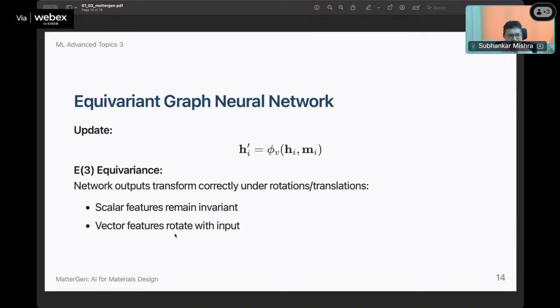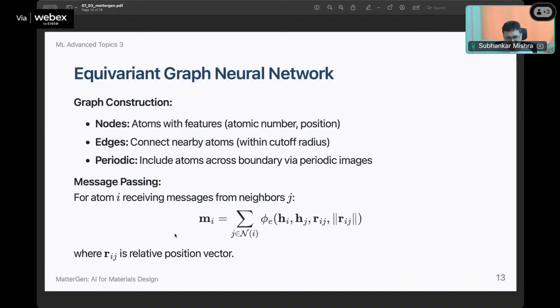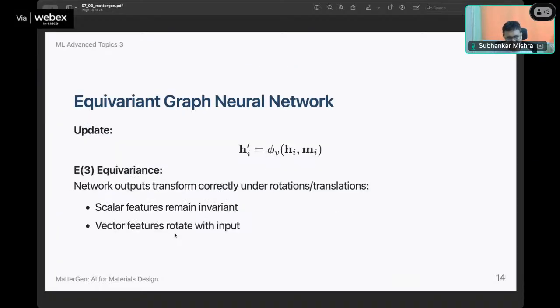Fine. And then we come back to the equivariant graph neural networks, or GNNs per se, which do message passing. Equivariant basically says that the network will output consistently even if we have transformations, like rotation or translation. The scalar features will remain invariant and the vector features will rotate with the input, right? So this is basically E3 equivariance, and this is specifically useful for material generation, right? So this is a physics compliant representation.